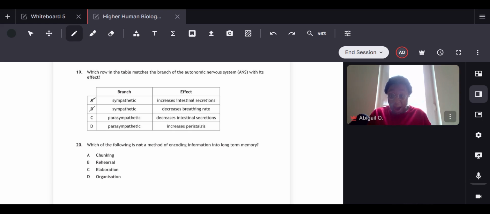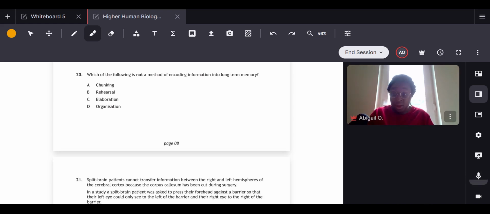C, parasympathetic. So now we're thinking on the rest and digest side, decreasing intestinal secretions. We would want that to increase intestinal secretions. So that leaves us with the final answer here, which is that the parasympathetic response is going to cause us an increase in peristalsis, which is D.